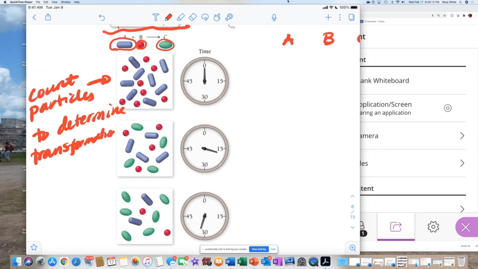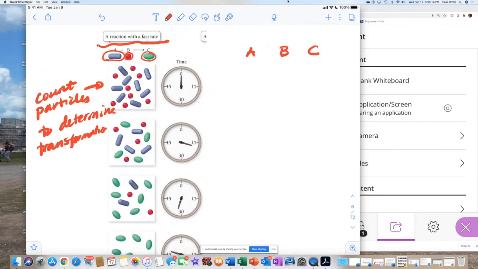Okay, so I'm gonna go through and count A, B, C. Somehow a judgment has already been made for every picture. Somebody looked at this and decided this is the fast rate. All we're gonna do is confirm that. Before anything reacted, over here, I'm gonna start here. This reaction has not taken place yet, right? This reaction has the fast rate.